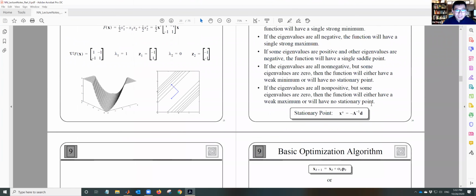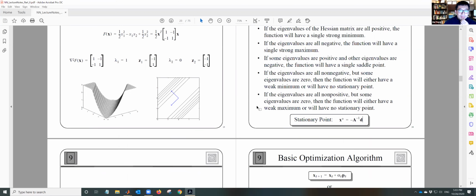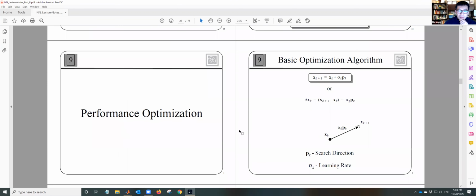Now, so far, we finished this part. We first talked about the Taylor series approximation, and then we focused on the second order. Then we studied different kinds of surfaces. Now, let's have a look at performance optimization. If you have a surface, at a local area you approximate it as a second order Taylor series expansion. Now, based on your information, how do you run the optimization algorithms?